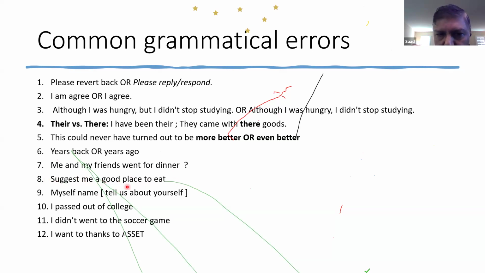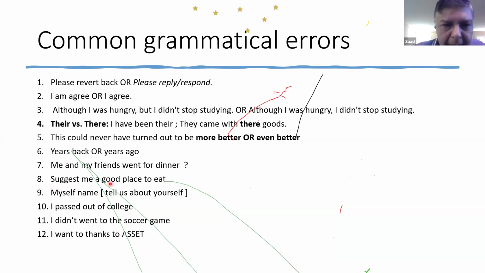Can you rewrite this, or maybe this is correct already? Sir, maybe this is correct. Anyone else? Sir, it should be suggest me a good place to have lunch or dinner. It should be not eat. Sir, but you're focusing on the wrong place of the sentence. It should be suggest a good place to eat.